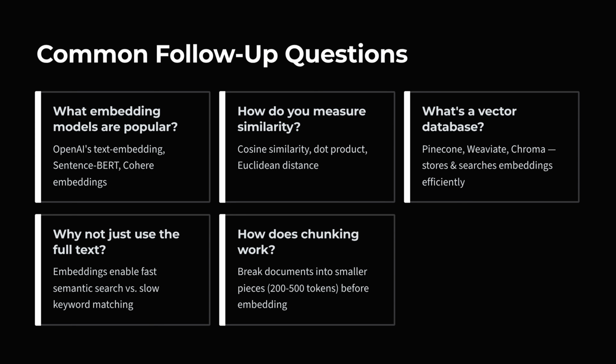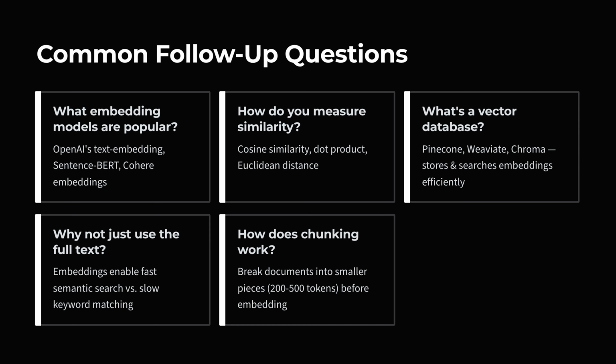Common follow-up questions. A question that comes up often is which embedding models people use. A strong answer is that models like OpenAI's text embedding, SentenceBERT, and Cohere embeddings are popular because they balance accuracy and speed. Another common question is how to measure similarity, and the simple reply is we use cosine similarity or dot product to find vectors that point in a similar direction.